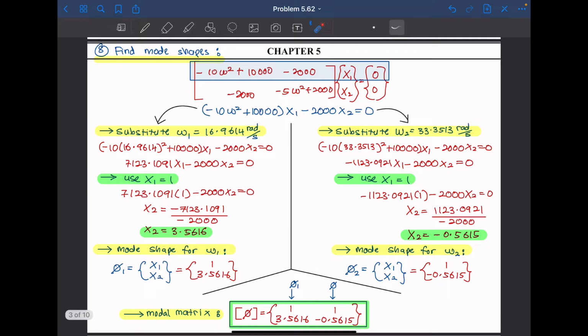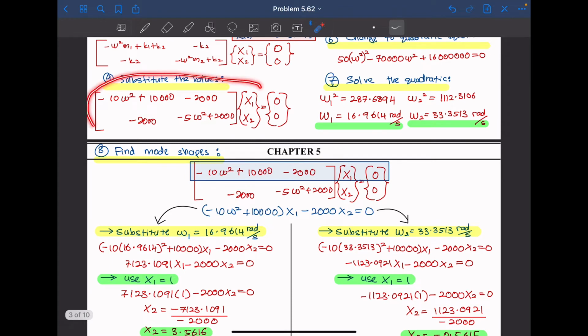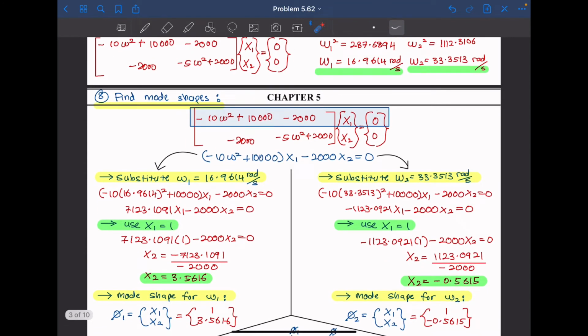So now, based on this matrix here, I use that, the same thing from the fourth step. Then just take one line or one equation. It doesn't matter. So I took the upper equation and I take it out, as you can see here. So negative 10 omega squared plus 10,000 for x1, and negative 2,000 for x2 equals 0.